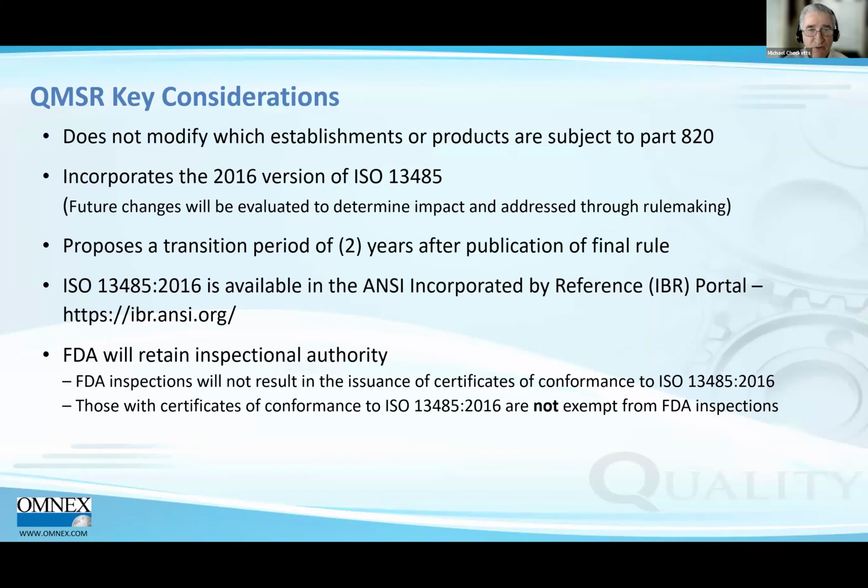FDA will retain inspectional authority. So what does that mean? That means FDA inspections will not result in certificates. The FDA is not getting into the registration or the registrar or certified body business. They will not issue certificates. Certificates of conformance do not exempt you from FDA inspections. So FDA inspections will still occur. I suspect they will not be the routine every 2-year inspections for compliance. I suspect it'll be more of a for-cause inspection. So beware that the FDA is still alive and well and will still inspect your facilities.